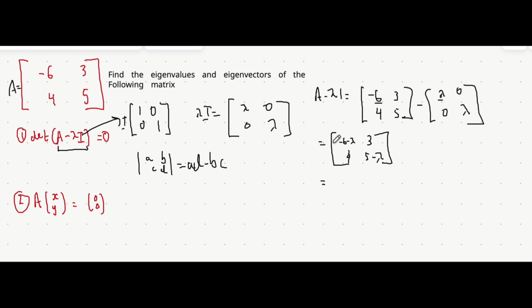But here, now we're going to find the determinant. So which is AD in this case, minus 6 minus lambda, all multiplied by 5 minus lambda, take away 3 times 4, which is 12. And we're going to make that equal to 0.